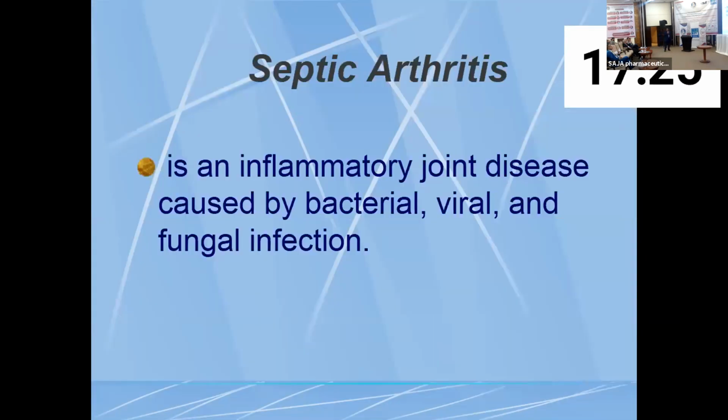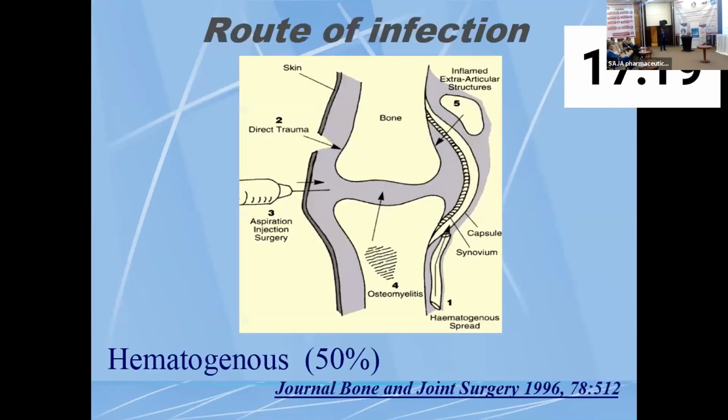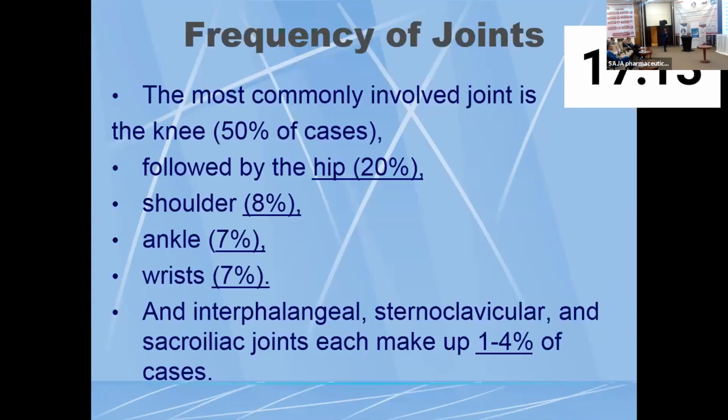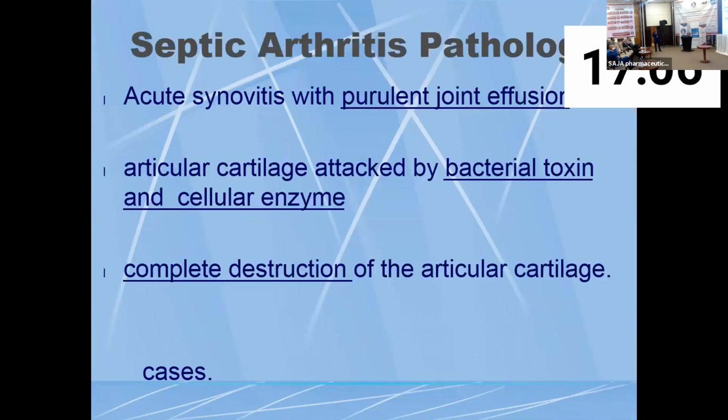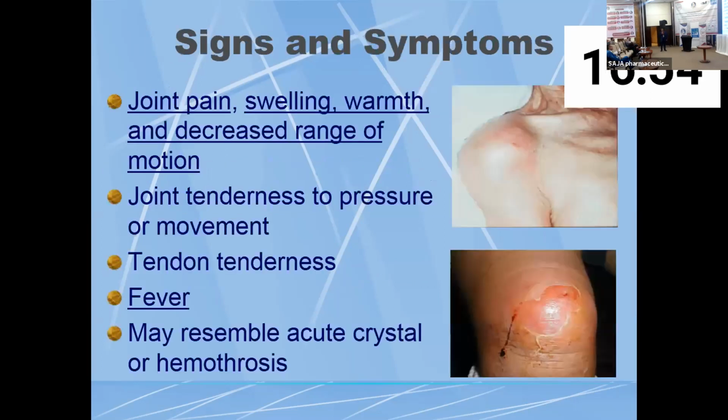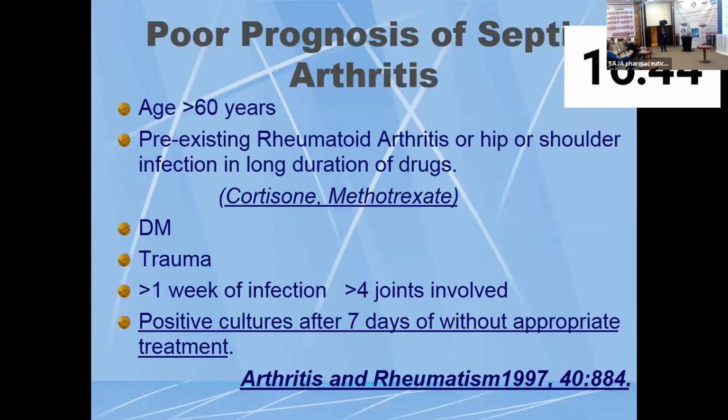Osteoarthritis may affect every joint; there is no limit. Septic arthritis is an inflammatory joint disease caused by bacterial, viral, and fungal infection. The most important cause is hematogenous spread from another site of the tissue. The most affected joint is the knee, the second one is the hip. It starts with acute synovitis with joint effusion, then bacterial toxins and cell enzymes attack the articular cartilage, leading to complete destruction. The signs and symptoms of septic arthritis: joint pain, swelling, warmth, joint tenderness, and fever.